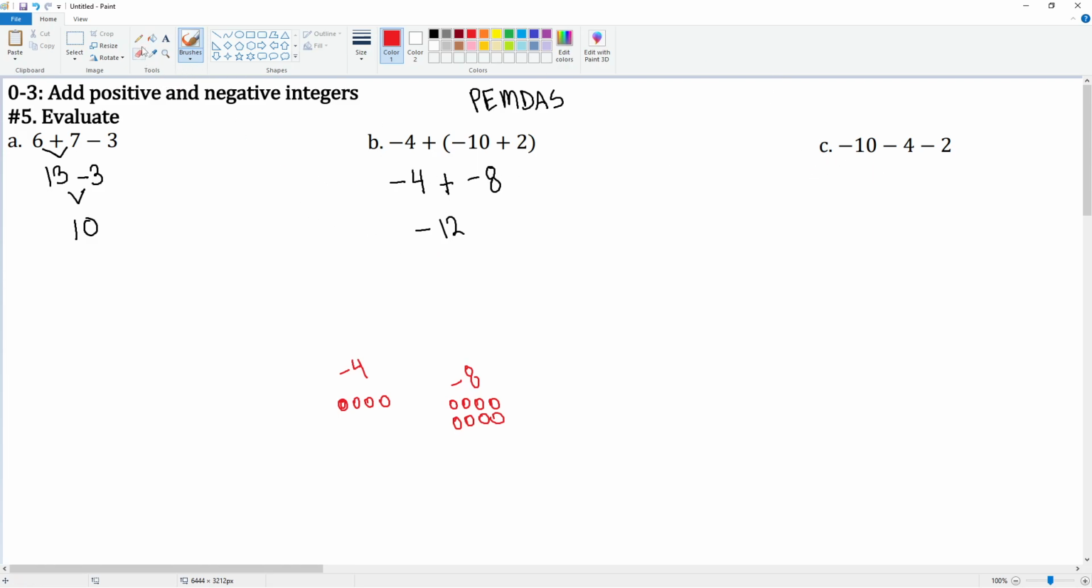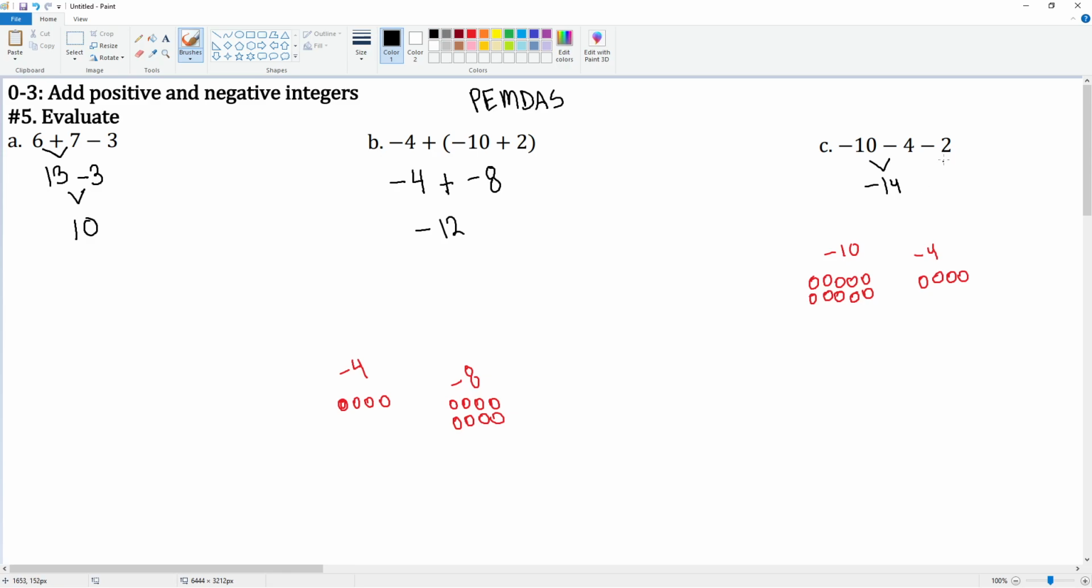C, same thing here. Notice this is negative 10, negative 4, and negative 2. Together, they should make a larger negative. So let me draw out the numbers in a tile for you. Negative 4, negative 10, 3, 4, 5, 6, 7, 8, 9, 10. This is negative 10. Then you have negative 4. 1, 2, 3, 4. These together make the value of negative 14.